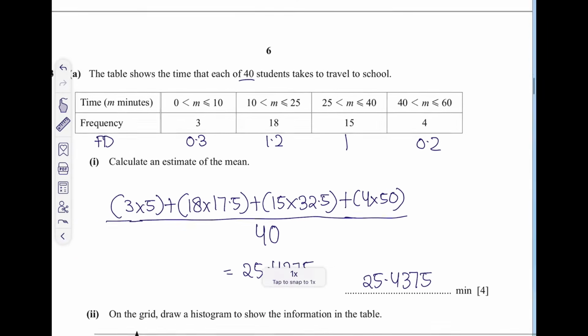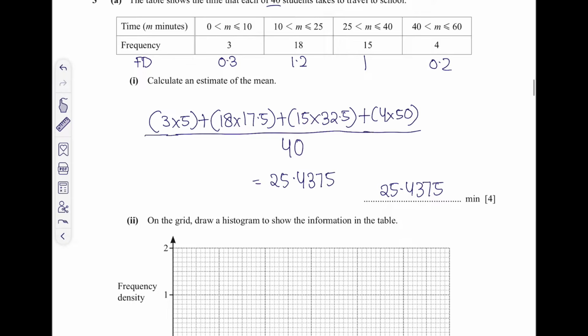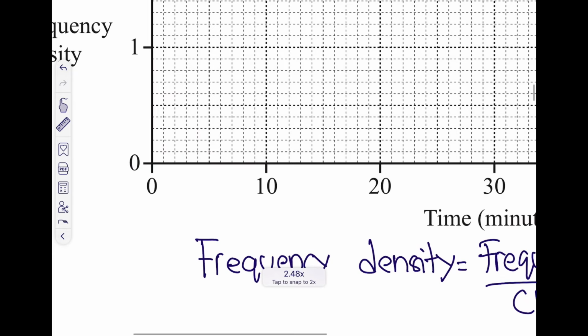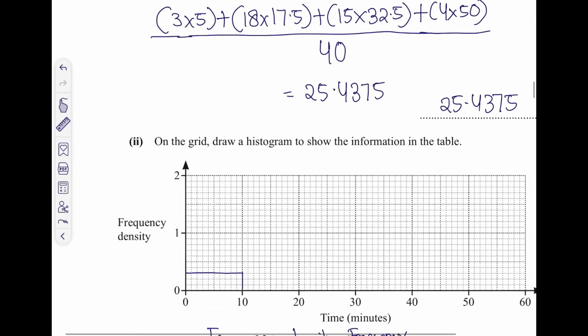Now what we're going to do next is plot these on the graph. So between 0 and 10, the frequency density is 0.3. 0.3 would be on this mark, that is this line. So between 0 and 10, it's basically 0.3. Now use your ruler and a pencil when you're doing this.